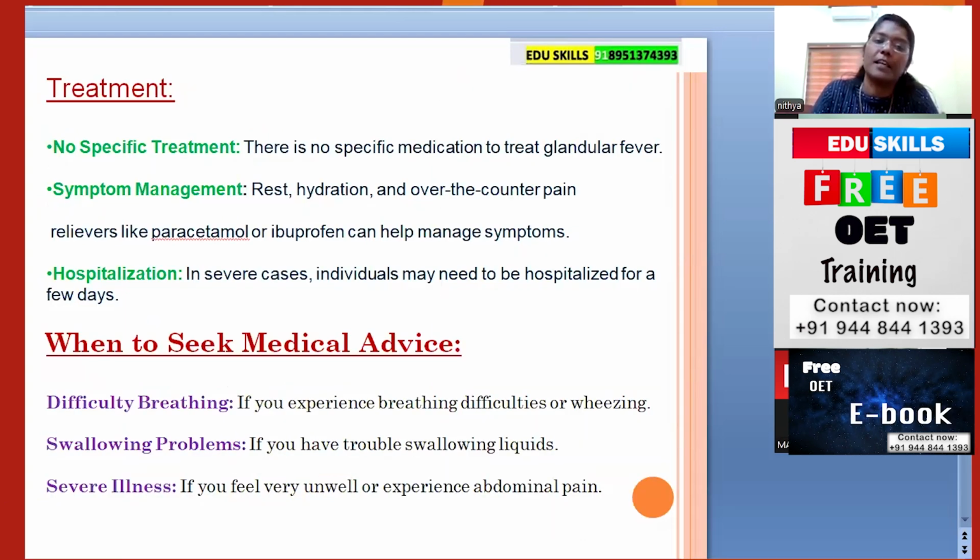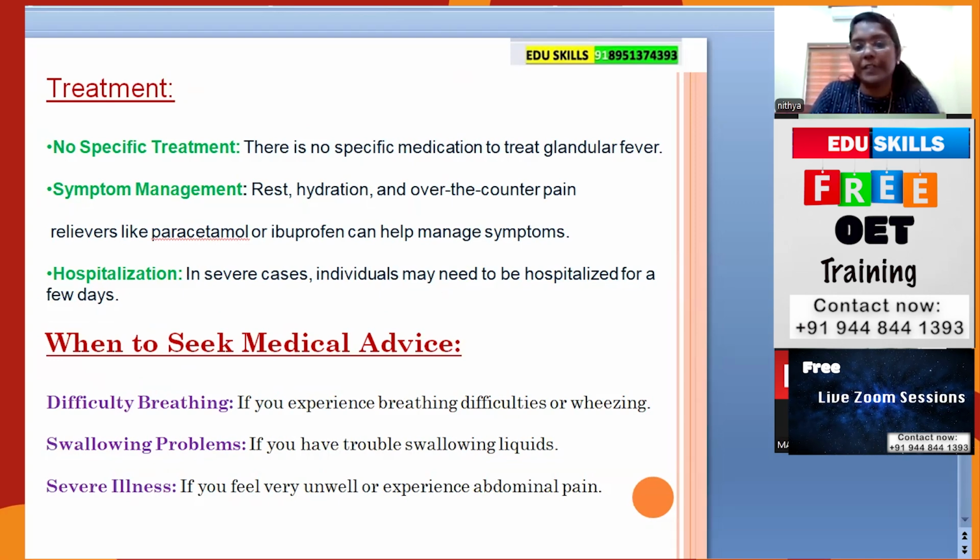Then treatment. What are the strategies we can see in the treatment? No specific treatment. There is no specific medication to treat glandular fever. Symptom management: rest, hydration, and over-the-counter pain relievers like paracetamol or ibuprofen can help manage symptoms. Hospitalization: in severe cases, individuals may need to be hospitalized for a few days. When to seek medical advice? If you experience breathing difficulties or wheezing, swallowing problems, if you have trouble swallowing liquids, severe illness, if you feel very unwell or experience abdominal pain. Okay, these are all the things that go through the mind when we see the topic.